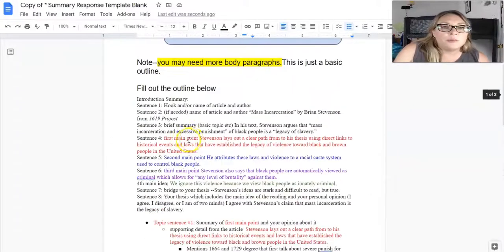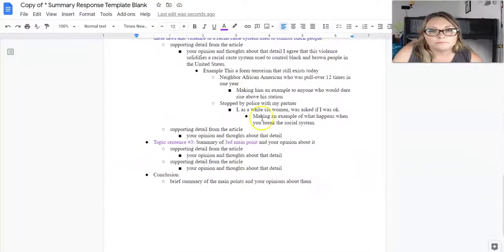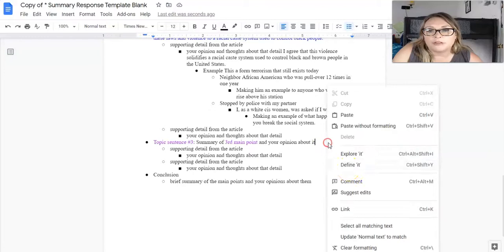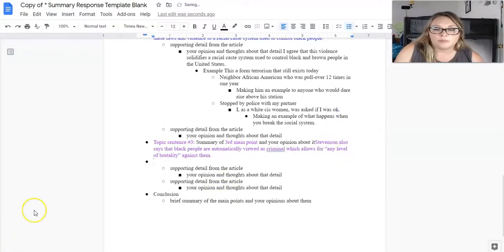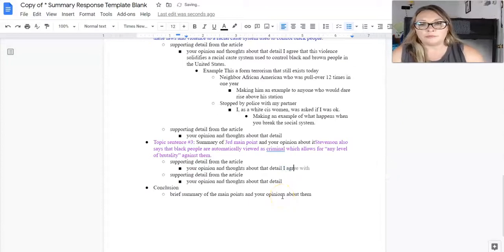Okay, so one of my third main points here is that Stevenson is that Black people are automatically viewed as criminal. So I'm going to go ahead and I'll put that down right here, paste that in there. And I would again write something that I agree, right? Because that's my opinion, that I agree with Stevenson.